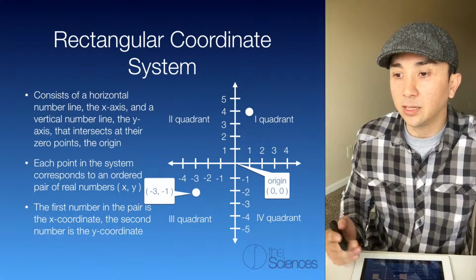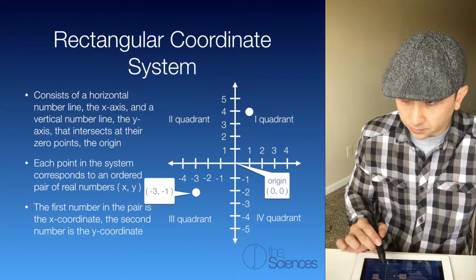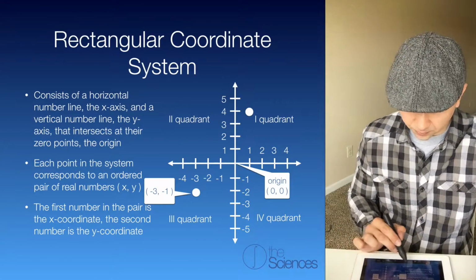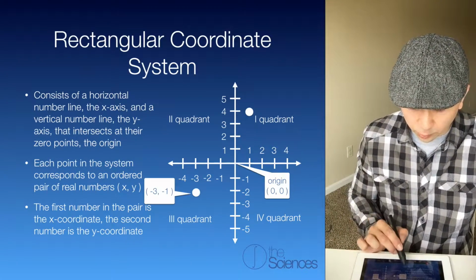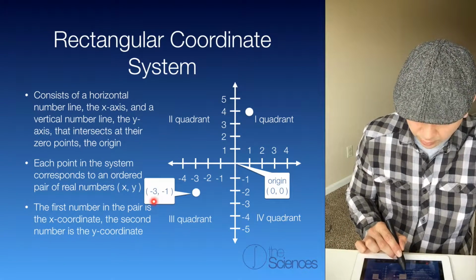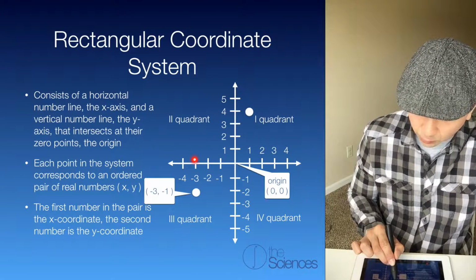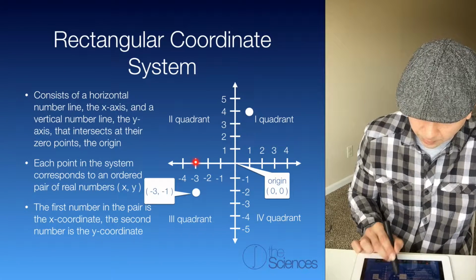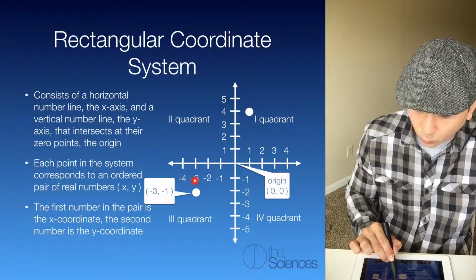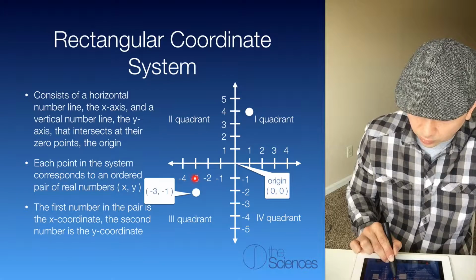So each point in the system corresponds to an ordered pair of real numbers. The first number in the pair is the x-coordinate. The second number is the y-coordinate. So here, in this coordinate, we have -3, which is 3 points to the left on the x-axis, and -1, which is 1 down on the y-axis. So here's (-3, -1).